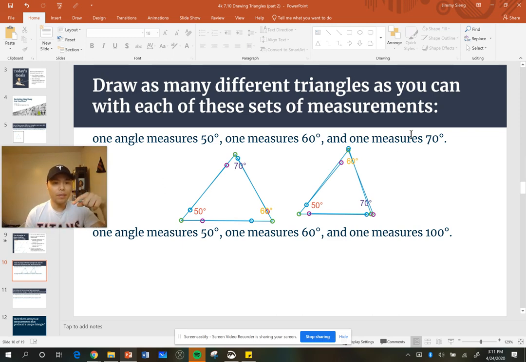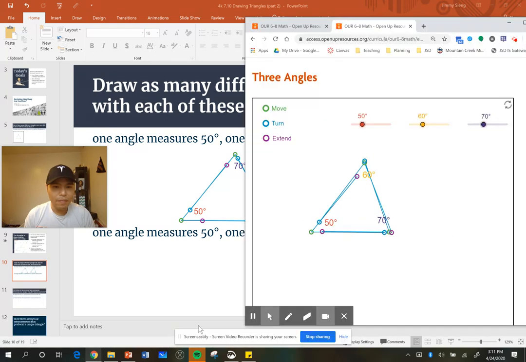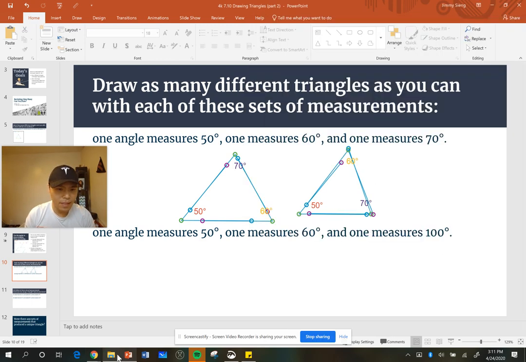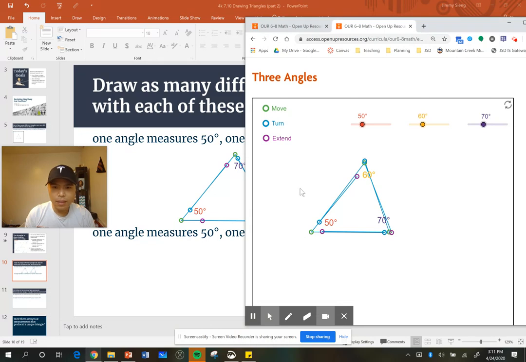Go ahead and try to do this bottom one right over here and see if you can make a triangle with one measurement of 50, 60, and 100, okay? So if you haven't paused, you should pause right now, but I'm gonna go ahead and see if we can make this. So if I had 50, 60, 100, okay, so there's 50, 60, I'm gonna make this 100.